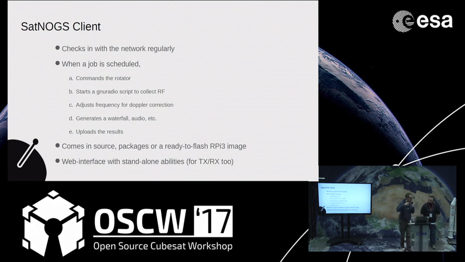And to complete the cycle, let's go back to the local side of things. Okay, back to the client side of the network. So the process is you start the client. The client checks periodically for new scheduled observations from the network. It gets the list of the scheduled jobs. And then, when the time comes for the observation, it starts sending commands to the rotator. Then it starts the GNU Radio scripts that are collecting all the data from the satellite.